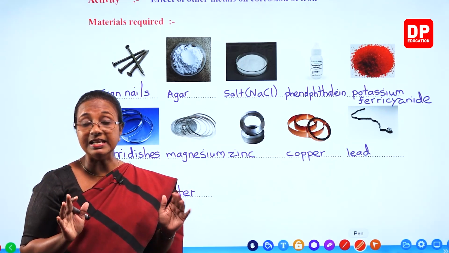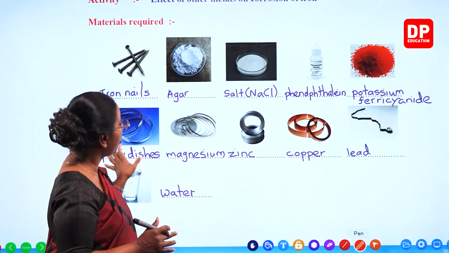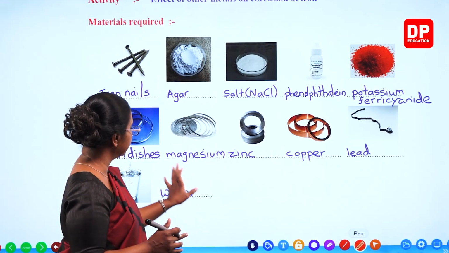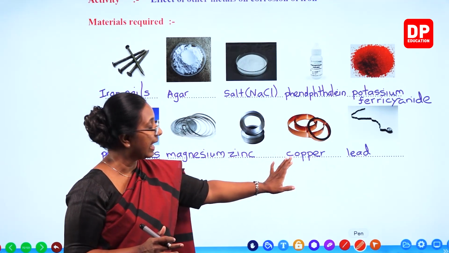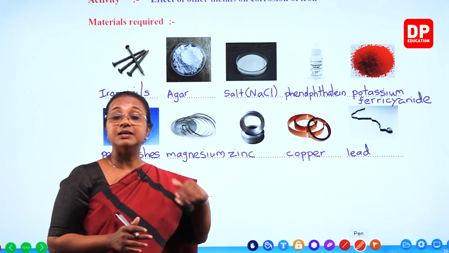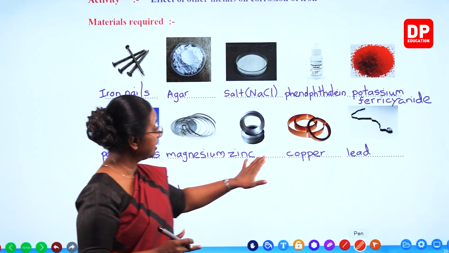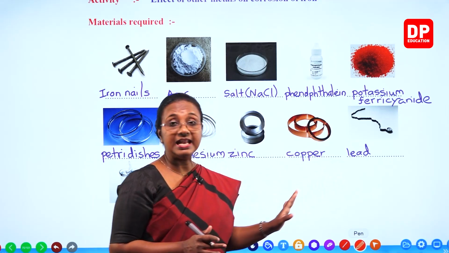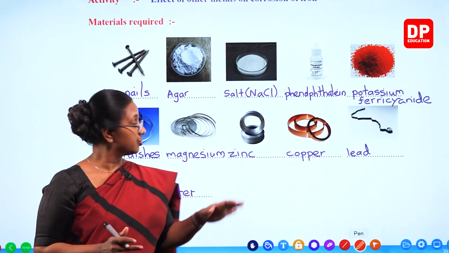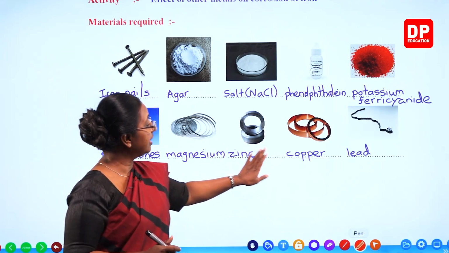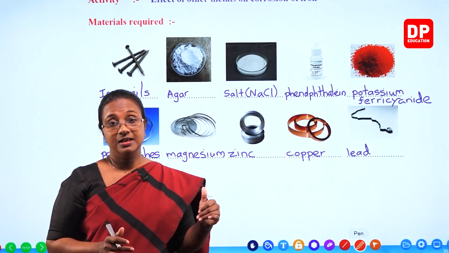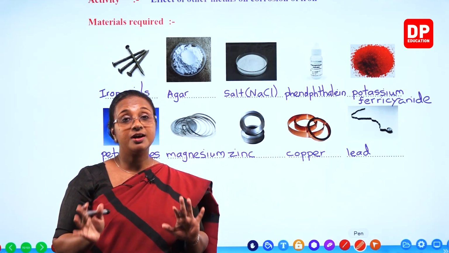They have to be very clean iron nails. Then to observe the effect of different metals, we are going to use 4 different metals: magnesium, zinc, copper and lead. You all know both magnesium and zinc are above iron in the activity series, so these two are more reactive than iron. Copper and lead are below iron in the activity series, so they are less reactive than iron. So we'll be looking at those effects.